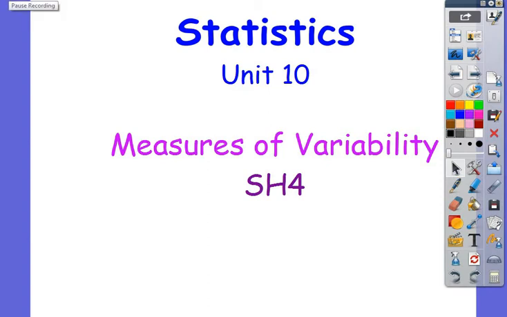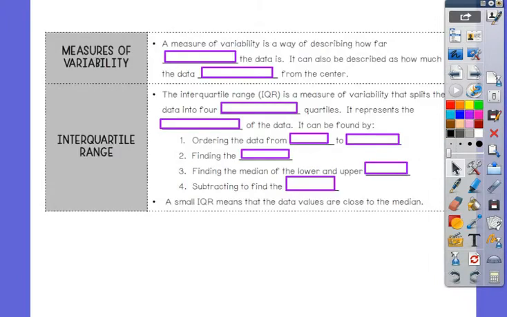Okay, this is student handout 4, measure of variability. Alright. So, the measure of variability is a way to describe how far spread out the data is.